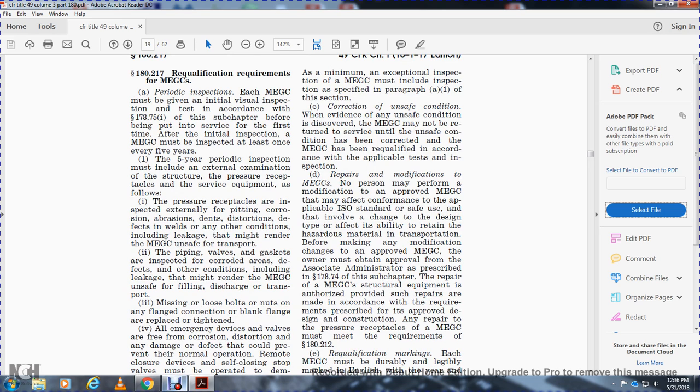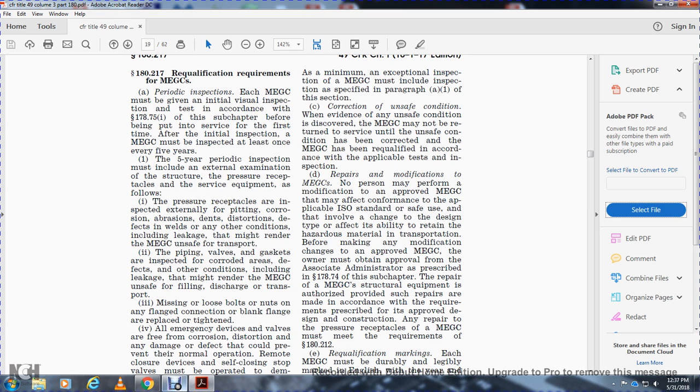Correction for unsafe conditions. If evidence of unsafe conditions is found, the MEGC may not be returned to service until the unsafe condition has been corrected and the MEGC has been requalified in accordance with the applicable testing and inspection. Repairs and modification of the MEGC: no person may perform a modification to an approved MEGC unless it conforms with the applicable ISO standard, whether or not they involve a change to the design type or the ability to retain hazardous material in transportation. Before making a modification to an approved MEGC, the owner must obtain approval from the associated administrator prescribed in 178.74.